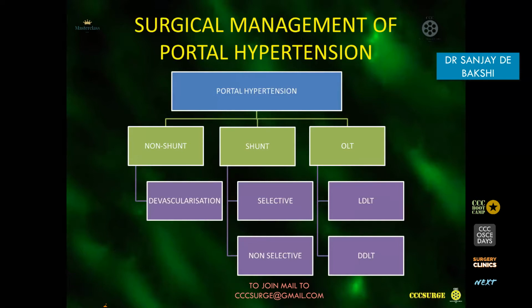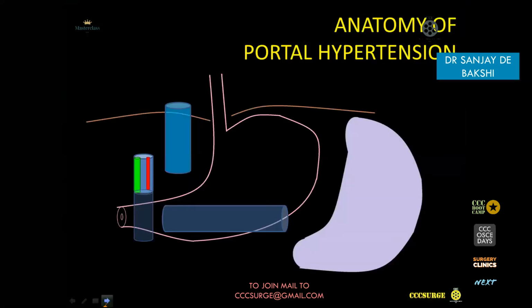You have a portal hypertension. You can do a non-shunt surgery, which is devascularization. You can do a shunt surgery, which can be selective or non-selective. And you can do an orthotopic liver transplant. You can either do a living donor transplant or a deceased donor liver transplant. So that is, in summation, the sort of surgery that will be done. And I'll give you an algorithm just before we finish.